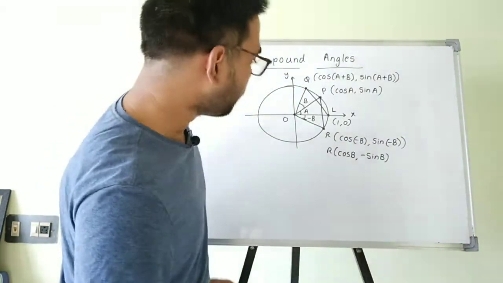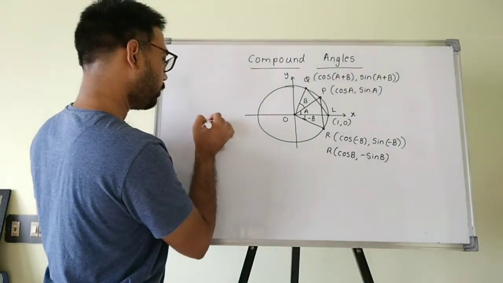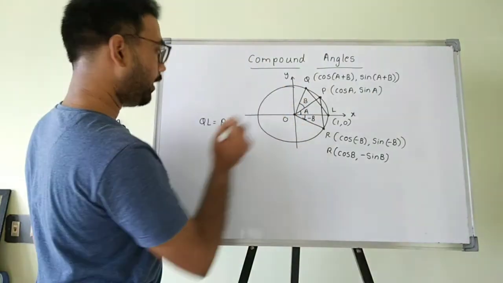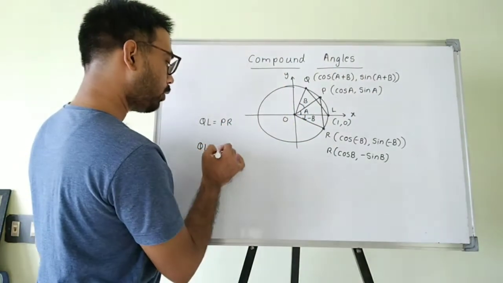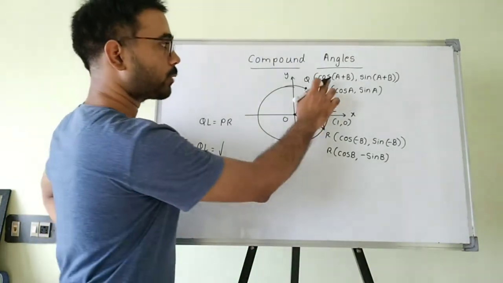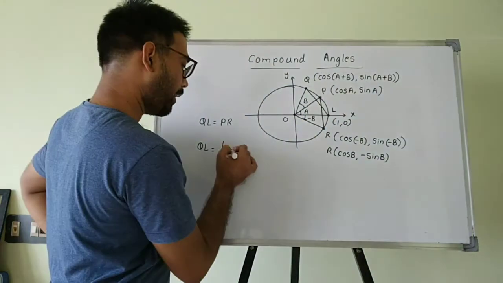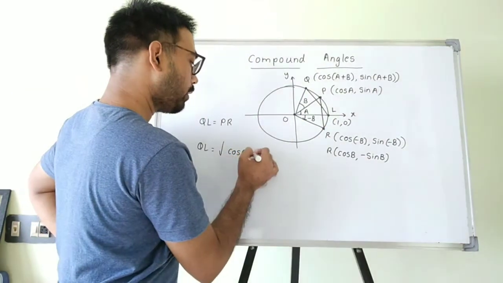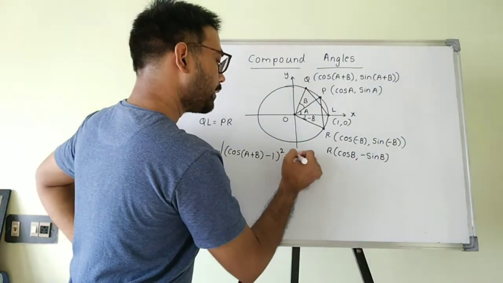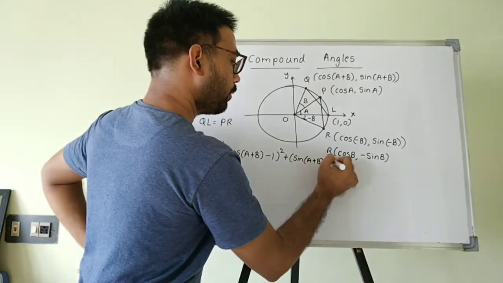So now we have the conclusion. The conclusion was QL is equal to PR. So now let us find QL. QL is nothing but root over (x1 minus x2) whole square plus (y1 minus y2) whole square. x1, y1, x2, y2. So x1 is cos of A plus B. Cos of (A plus B) minus 1 whole square plus sin of (A plus B) minus 0 whole square.